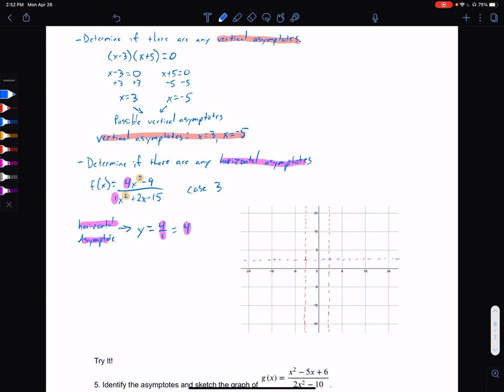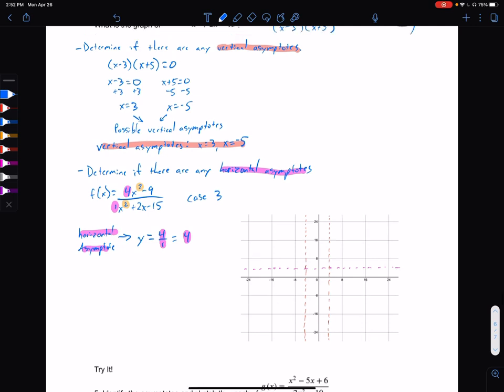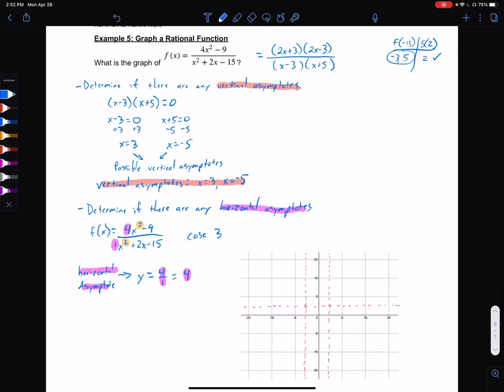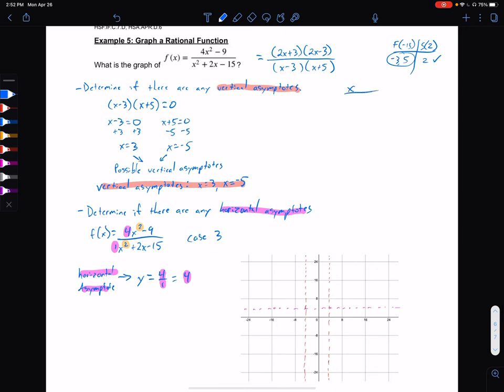All right, the next part of this is now we need a chart. We need points to plot. The easiest way to do that is to take your function and type it into a graphing calculator. The handwritten way to do that is to create an XY chart and pick some numbers. Now, we have 3 sections. We're going to need numbers on the left of the asymptotes, in between the asymptotes, and to the right of those asymptotes.